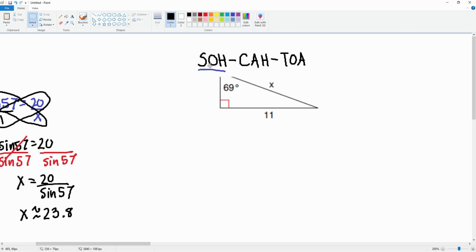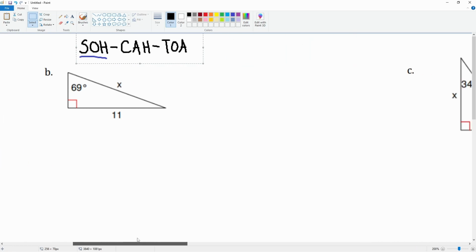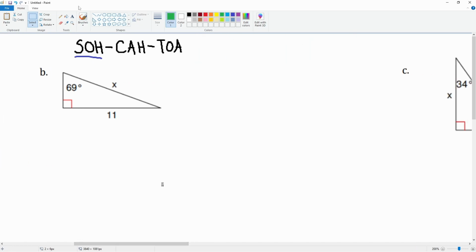Here's our trig ratio that we can bring over. Start by labeling the person at the angle. Now label it. 11 is your away, so that's your opposite, and your x is your hypotenuse. That is sine. Okay, so sine of 69 degrees is opposite over hypotenuse. The opposite is 11. The hypotenuse is x.